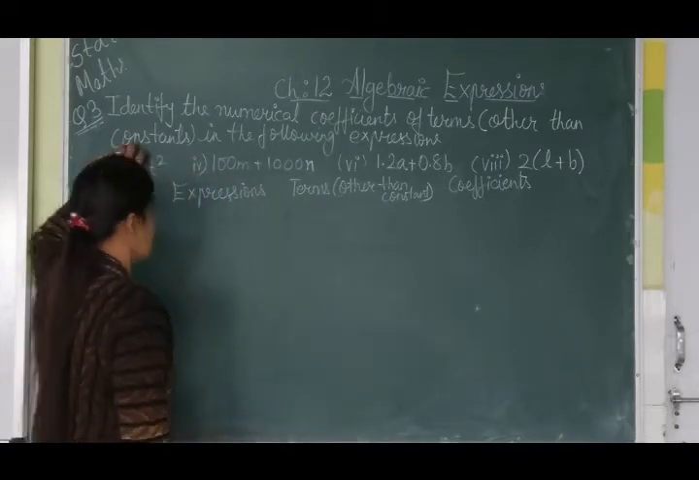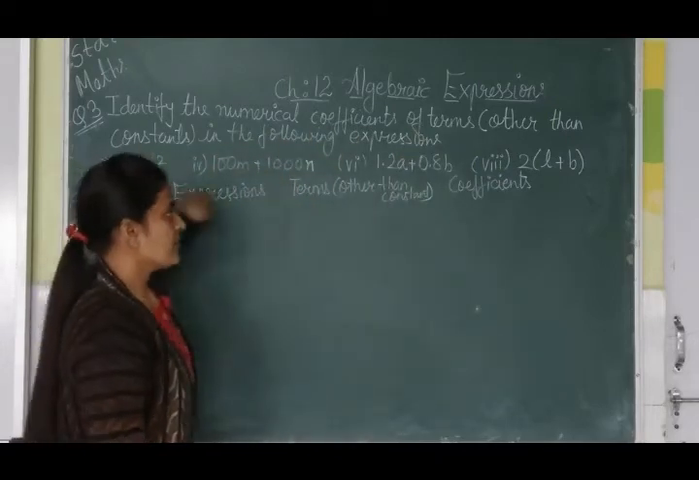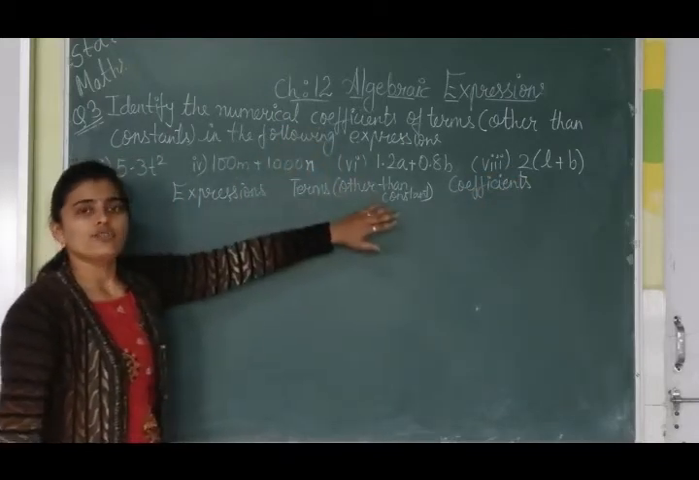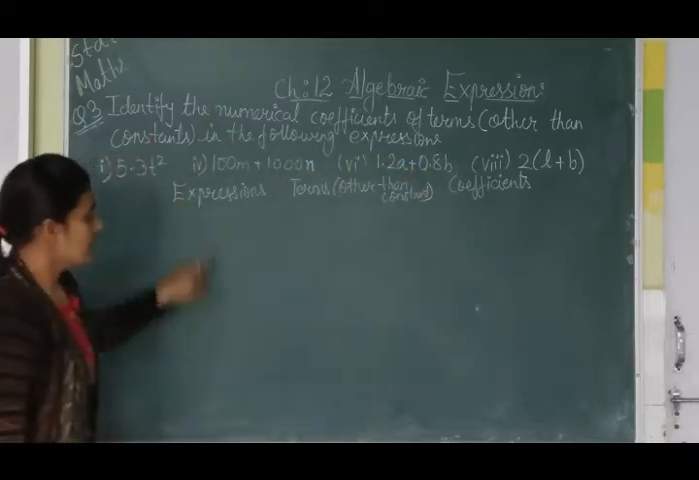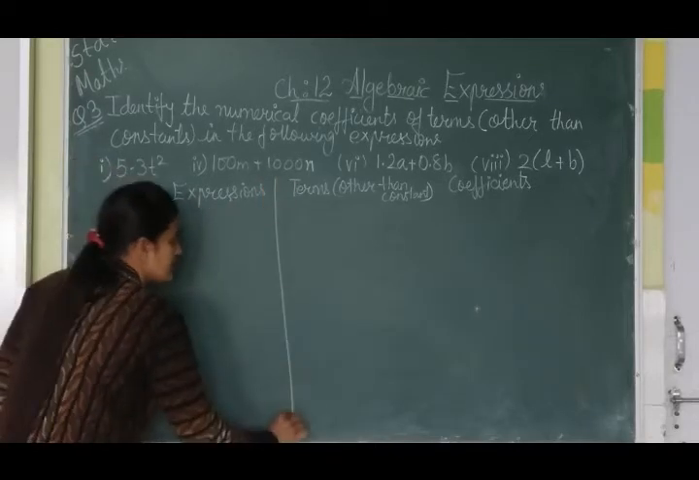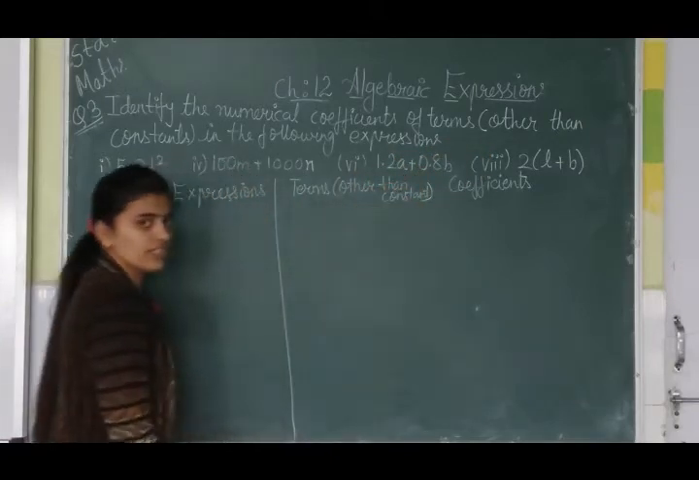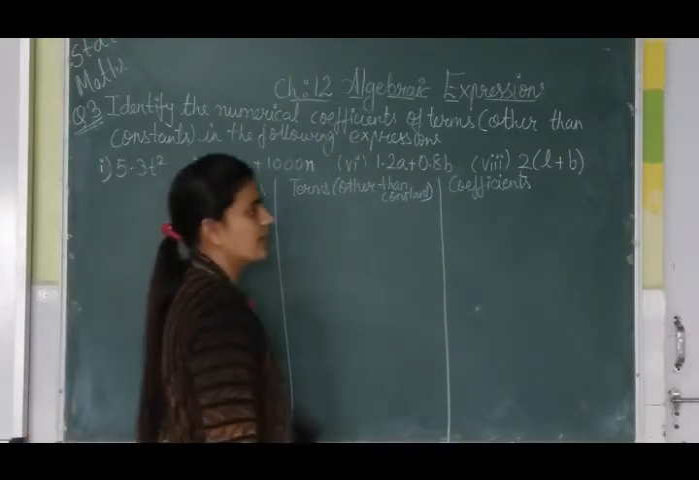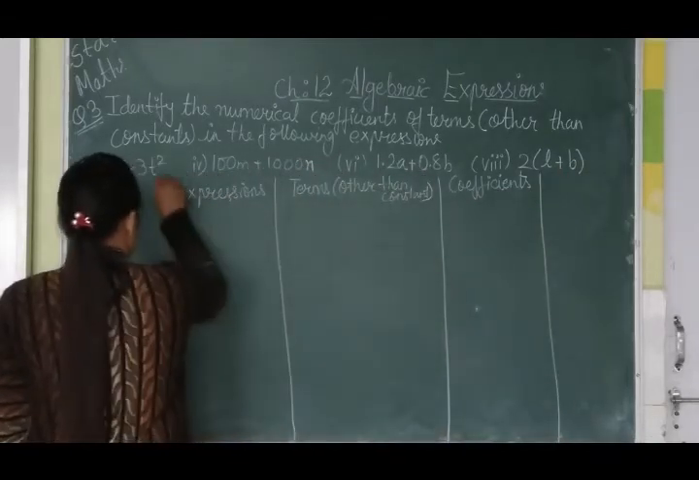Now I have taken some selected expressions, four expressions. Whatever expressions are given to you, you have to write all of them down here. After that, as the answer, you have to make a table for all the given expressions. The table will have, first, the expression. After that, second, you have to write down the terms other than constant terms, and then the last thing we need is the numerical coefficients. We can write down only the coefficients also. So here our table is ready.